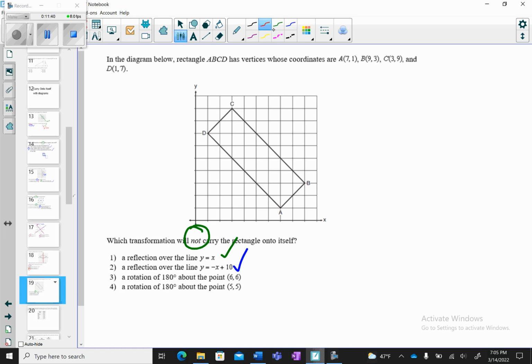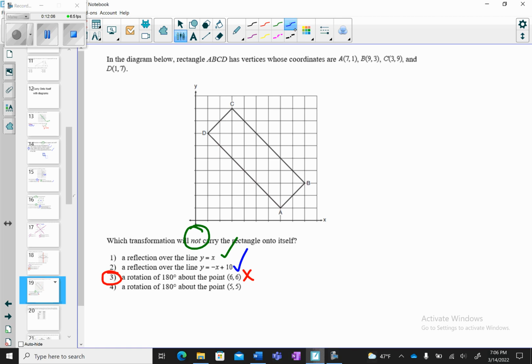Then a rotation of 180 degrees about the point (6, 6). So let's find (6, 6). 1, 2, 3, 4, 5, 6. 1, 2, 3, 4, 5, 6. If I rotate that 180 degrees about that point, the figure is going to be over here. So that one appears as though it's not going to work, which means it's going to be my answer choice.